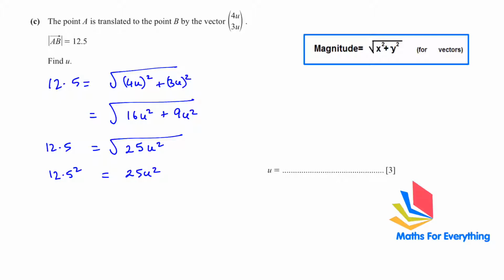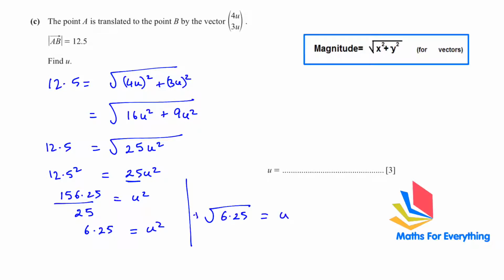12.5 square will give us 156.25. This is a multiply, so I'm going to divide it by 25. And 156.25 divided by 25 will give us 6.25. That is u square. To find u, we are going to square root 6.25. And you have to write plus and minus, because it could be positive or negative. And you will get plus or minus 2.5.